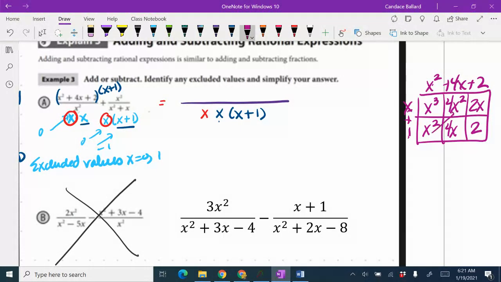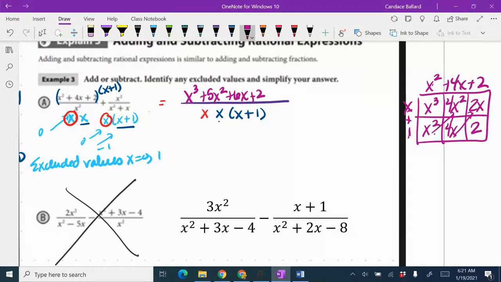And then I'm going to combine like terms across my diagonals. I'm going to write that up here in the numerator as I do that. So it looks like I've got x cubed. 4x squared plus 1x squared would be 5x squared. 4x plus 2x would be 6x, and then plus 2.